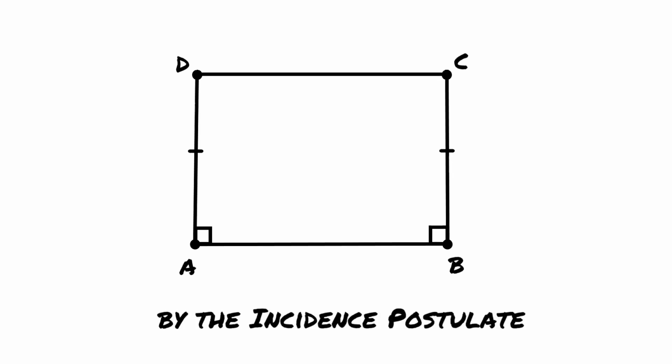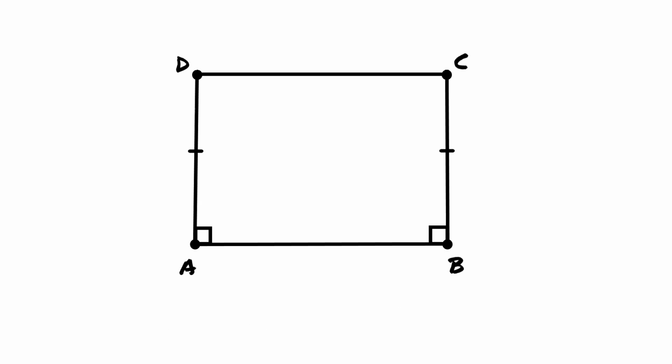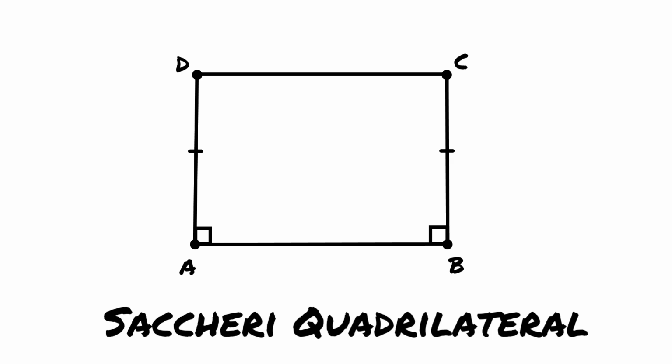Now we have a quadrilateral ABCD with 2 right angles for base angles and 2 congruent opposite sides. This is called a Sacchetti quadrilateral. You might think initially that this has to be a rectangle, but note that we don't know whether the line between C and D is perpendicular to either side.